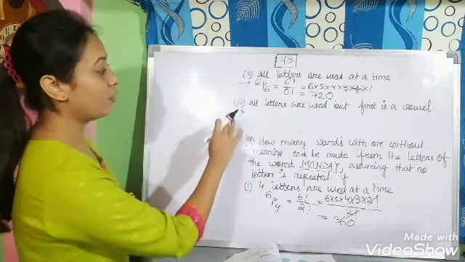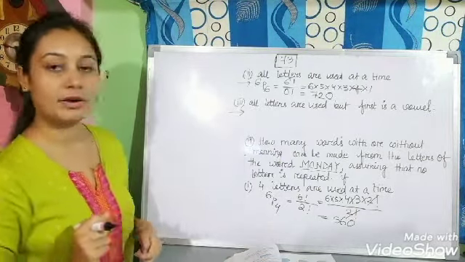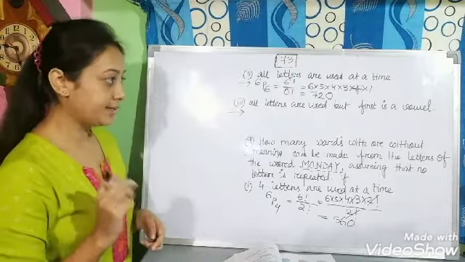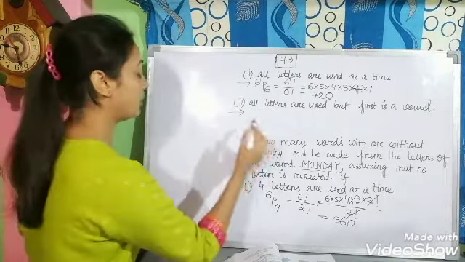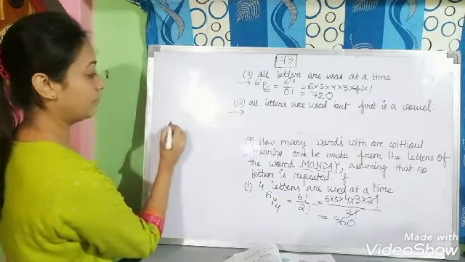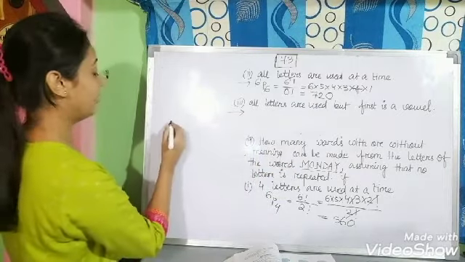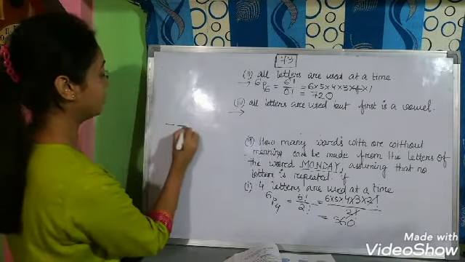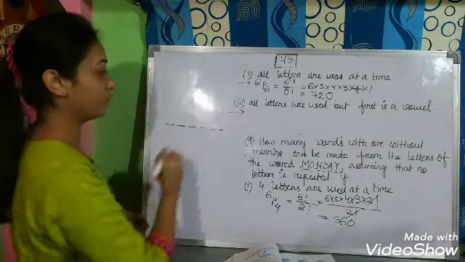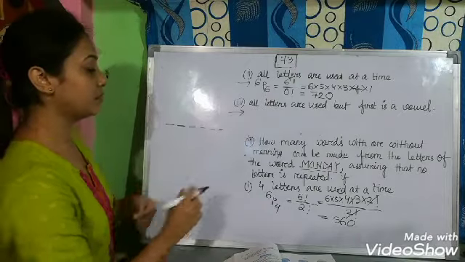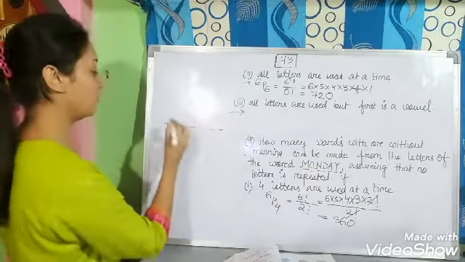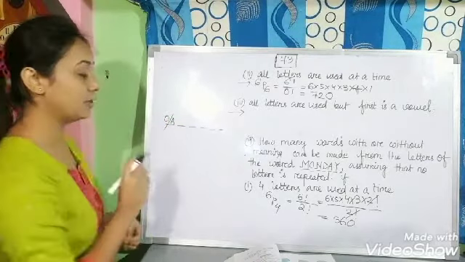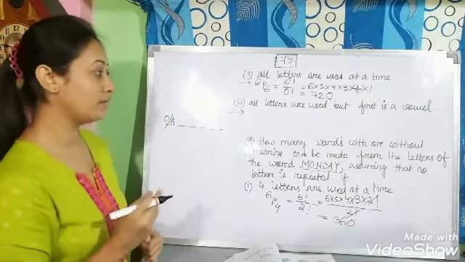And the last one is, all letters are used but first is a vowel. So here a condition is given that the first letter which you will use has to be a vowel. Now you are given to form number of words using the letters of the word MONDAY. So here 6 letters are there, and first letter has to be a vowel. How many vowels are there? 2 vowels. So first place can be filled up in 2 ways. You can write either O or A.